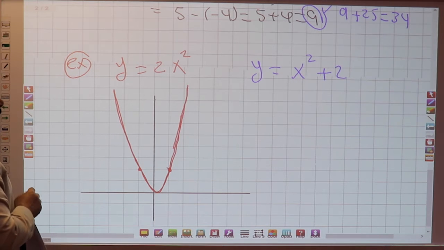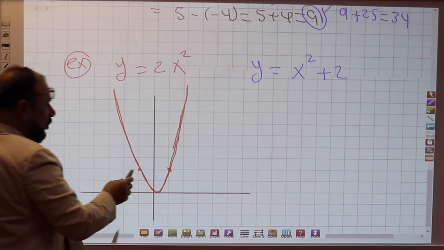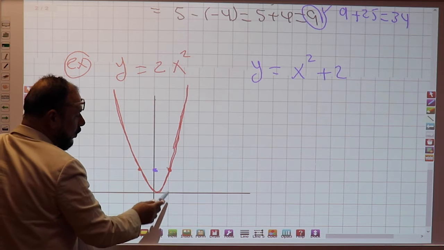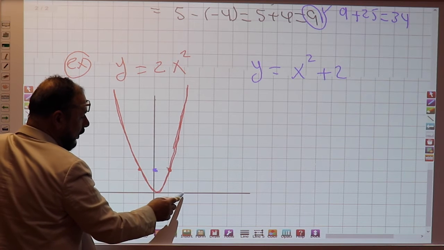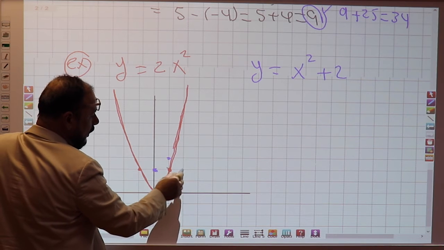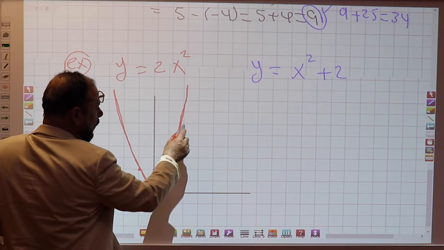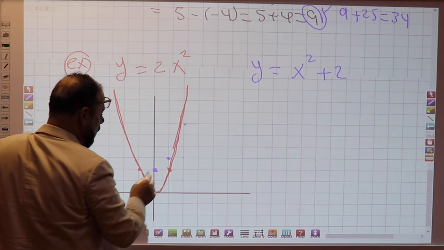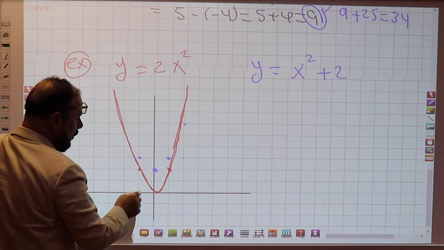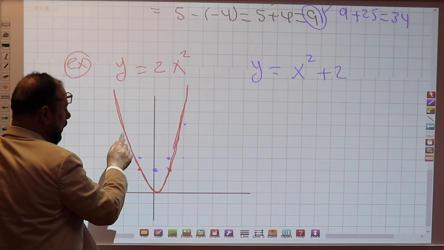In the blue, it's x squared, but shifted up how many? 2 units here, right? When x equals 1, it's 3. When x equals 2, it's going to be 6. Here, the same thing: when x equals 1 it is 3, and when x equals 2, it's 6.